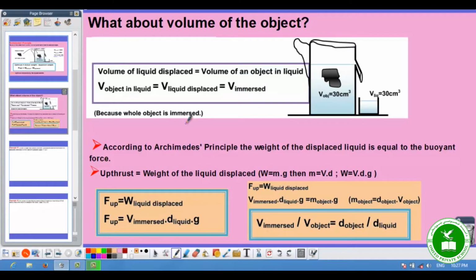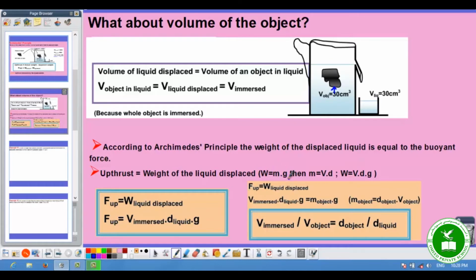Now the next important point. According to Archimedes principle, the weight of the displaced liquid is equal to the buoyant force. This is another very interesting and important point related to Archimedes principle. Archimedes says that upthrust force or buoyant force is equal to the weight of displaced liquid. How much force is acting on this object will be equal to the weight of this displaced liquid. Okay, let's write that.